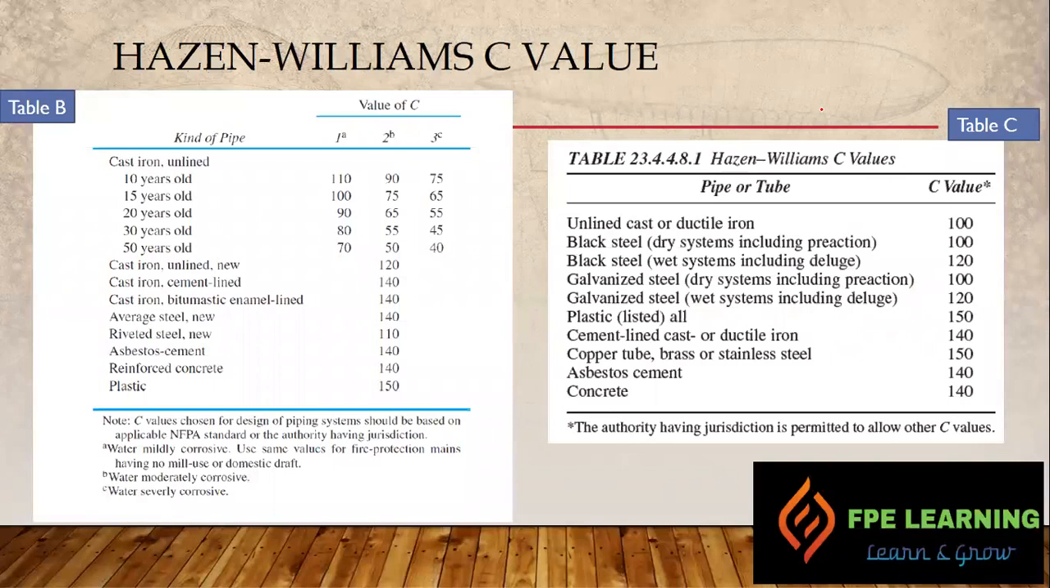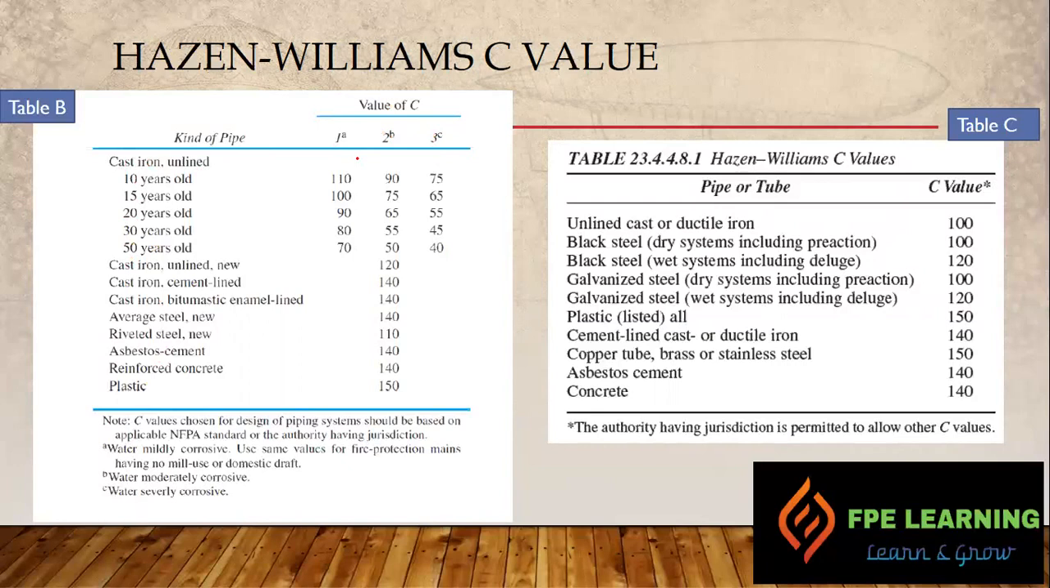Okay, so for the C value for Hazen-Williams, I have taken two tables. The one on the left is from the fire protection handbook. The one on the right is from NFPA 13, chapter 23, tables. We can take any values, but for a moment, I'm going to assume the table on the right. You can see we have different pipes, cast iron, 10 years, 15 years, 20, 30, 50, and so on. We have three different values, A, B, and C.